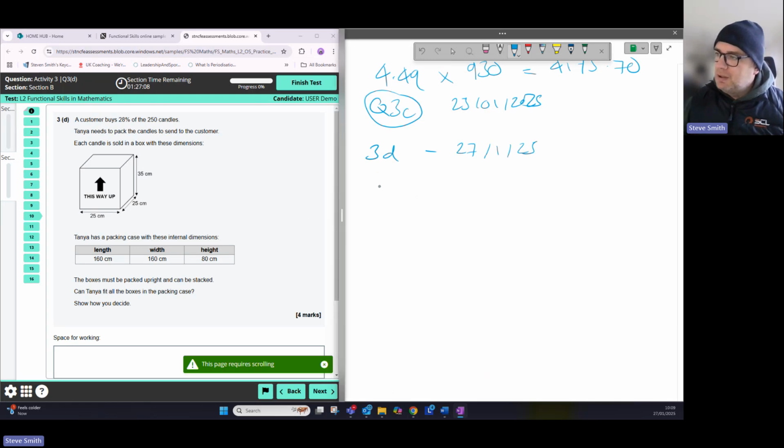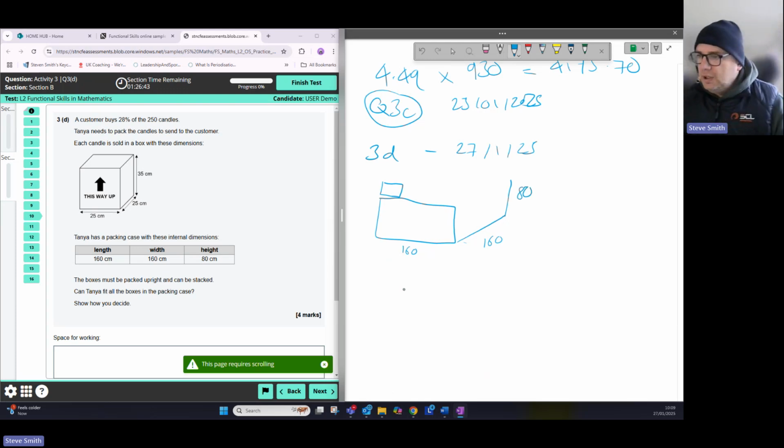So it's asking you basically how many little boxes can fit in a big box. What we need to know is along the bottom, it's 160. Up the side, it's also 160, and upwards, it's 80. Our little boxes along the side is 25, along the other side is 25, and upwards, it's 35.